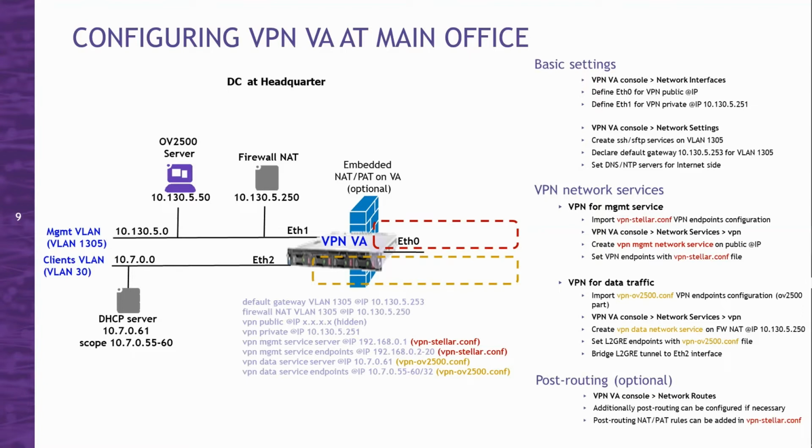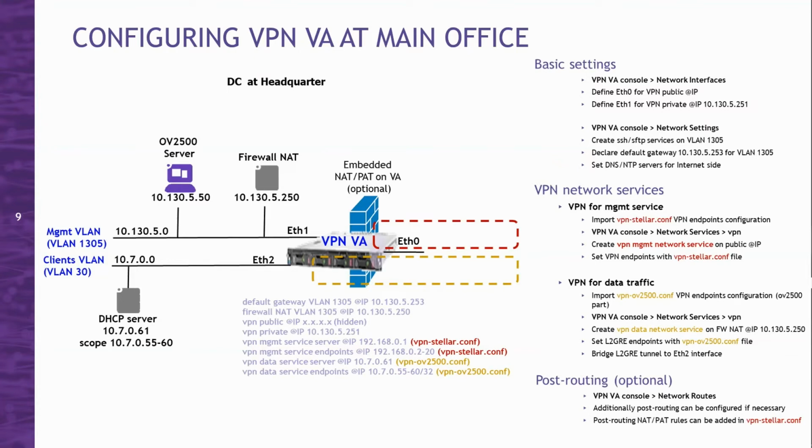We create the SSH and SFTP services for this management, as well as the declaration of DNS and NTP servers for internet access. The configuration of VPN network services in the server is done in the second step, applying VPN endpoints files. Endpoints files are generated with OV-Sirius and OmniVista 2500 and imported into the VPN server. The VPN services for the RAP management are created using the RAP endpoints file on the server IP defined in the .conf file that was generated with OV-Sirius.